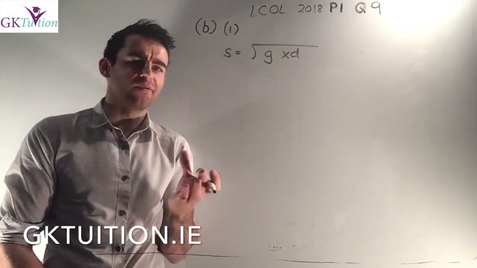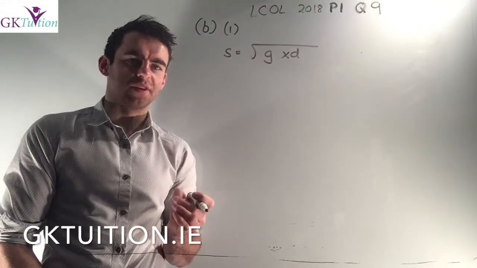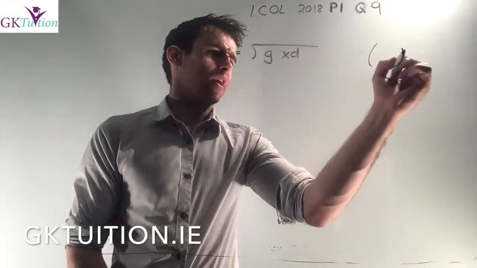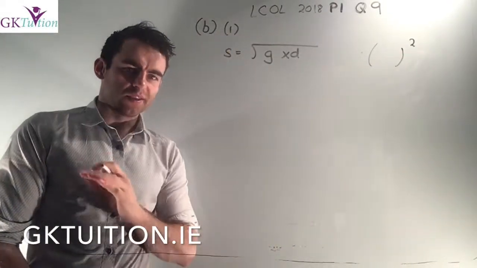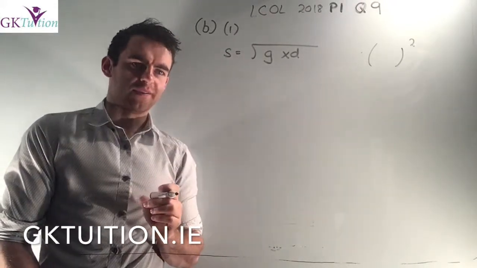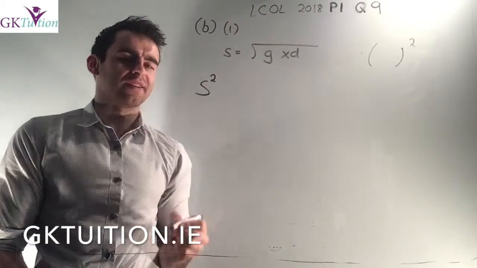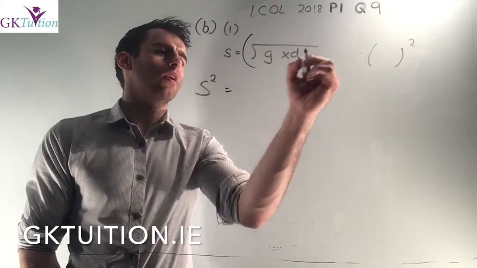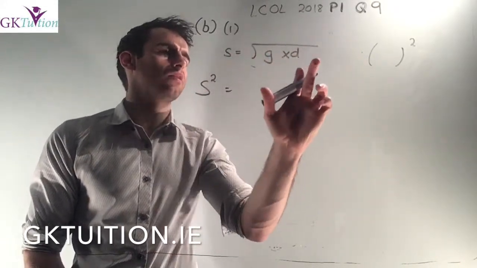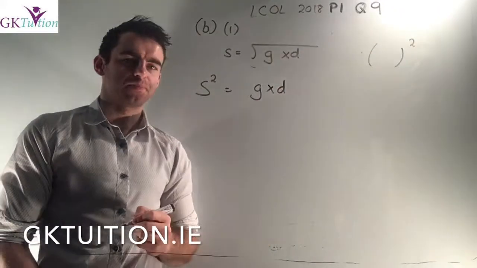So you need to ask yourself, what's the immediate complication? Clearly, the immediate complication here is the surd. And in order to get rid of this square root, you need to square both sides. If you square the right-hand side, the surd will be gone. But if you square the right-hand side, you also have to square the left-hand side, which just becomes S squared. On the right, the squared and the square root cancel each other out, which means I'm just left with G multiplied by D.